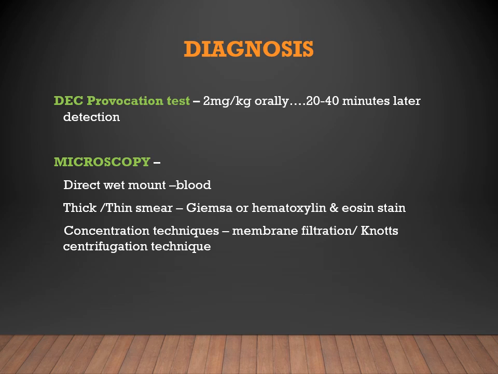Then a concentration technique is also available, which increases the chance of detection of this parasite. It can be done either by membrane filtration or by the Knott centrifugation technique. Then quantitative Buffy-Coat, QBC, like we do in malaria, similarly we can do here also. In QBC, the sample is centrifuged at a very high speed, so different layers separate out, like RBC, WBC, platelets. In that also you can look for the microfilaria.